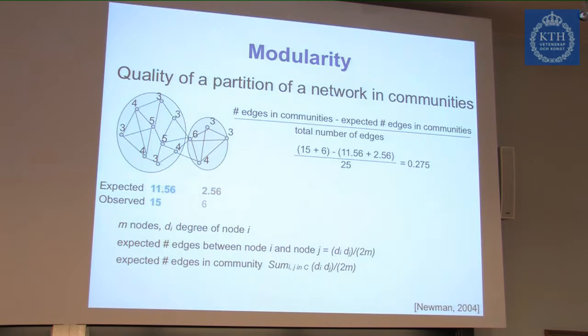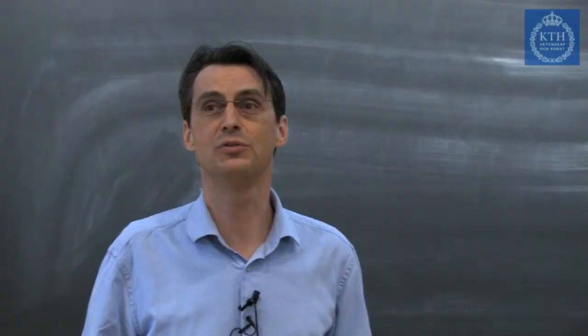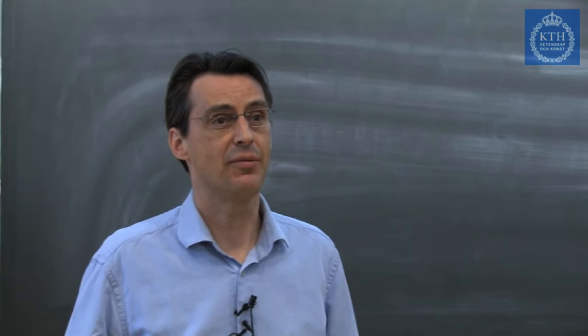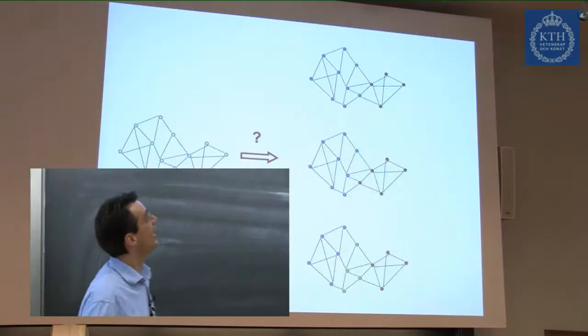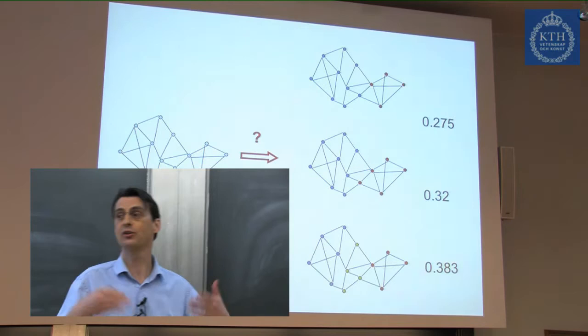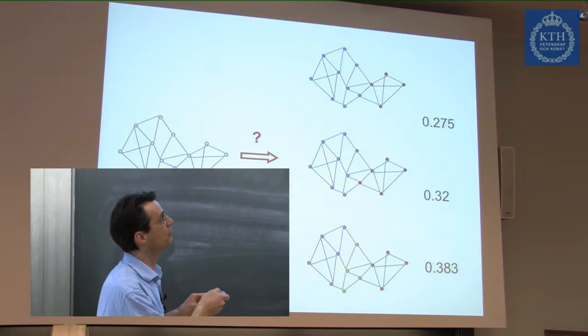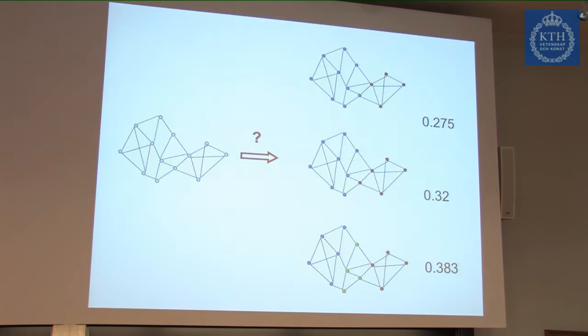It's given by 0.275. I can do so for all possible decompositions of my graph into communities, and in that way, I can then find the one that has the highest possible modularity. In this case, this one gives a modularity of 0.275, 0.32, and 0.383. So with respect to this optimization criterion of modularity, the one that should be preferred is this one here.